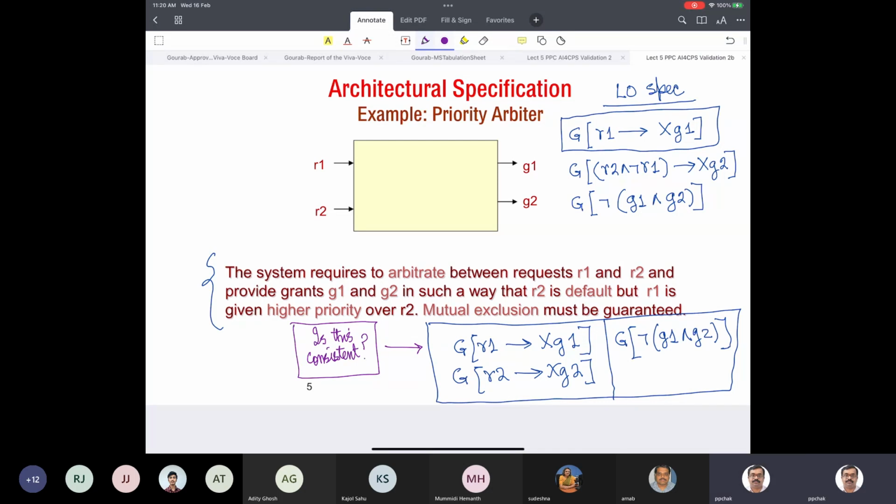Can anybody tell me whether this specification is consistent or not? Suppose R1 and R2 come at the same time. Then will the specification be violated? Yes, the specification will be violated. So this specification will be violated if R1 and R2, sorry, come simultaneously.